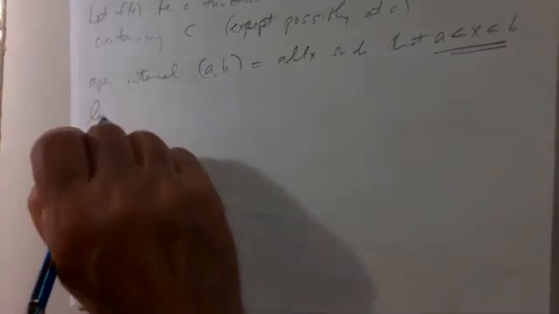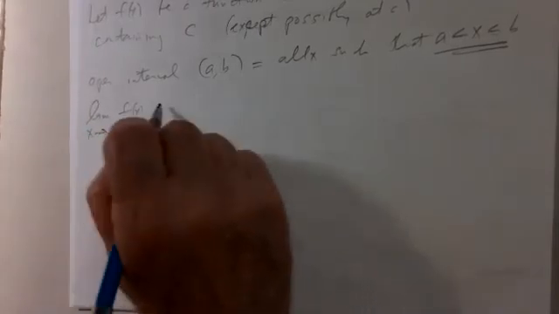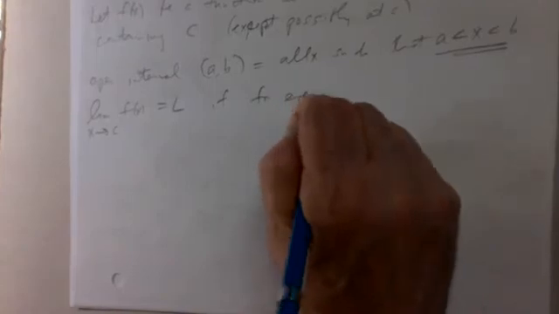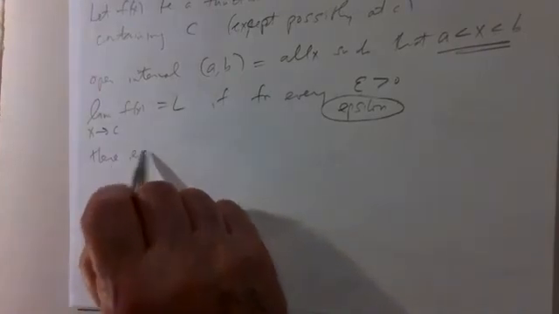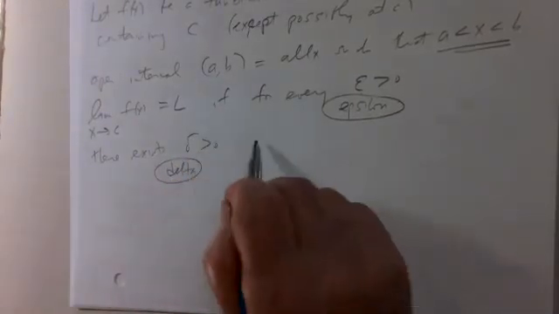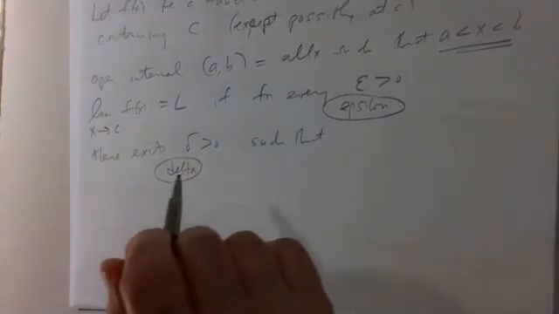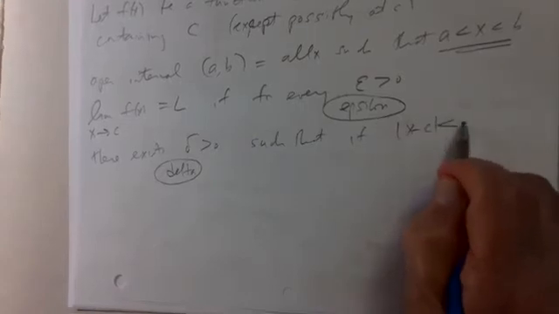So when we say the limit of f of x as x approaches c is equal to L, if, and this is the official definition, for every number epsilon greater than 0, where epsilon is the Greek letter, there exists a number delta greater than 0, the Greek letter delta, such that if the distance from x to c in absolute value is less than delta and greater than 0, then the distance from f of x to L is less than epsilon.